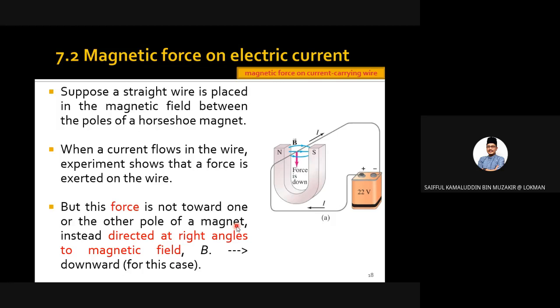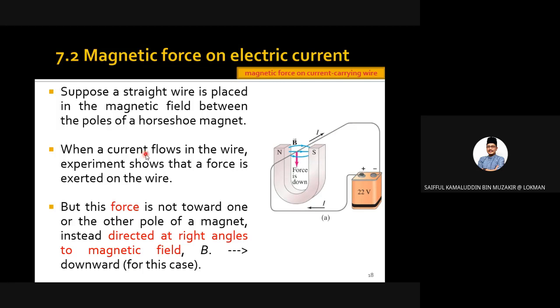It's like this. Suppose a straight wire is placed in a magnetic field between the poles of a horseshoe magnet. This is a horseshoe magnet. This is the north pole of the horseshoe magnet. This is the south pole. And there is a current carrying wire in between the north and the south pole of a horseshoe magnet.